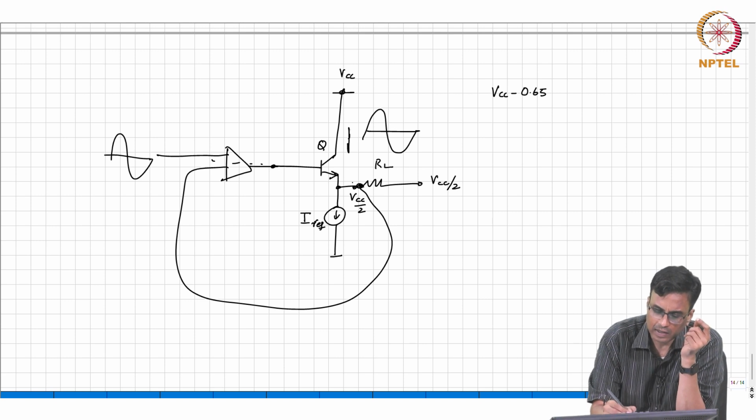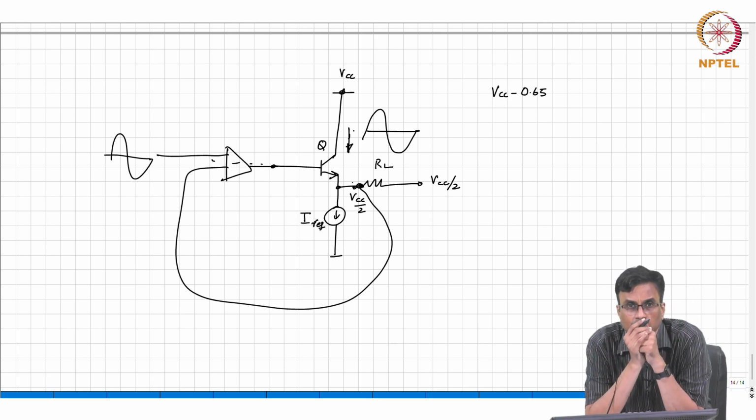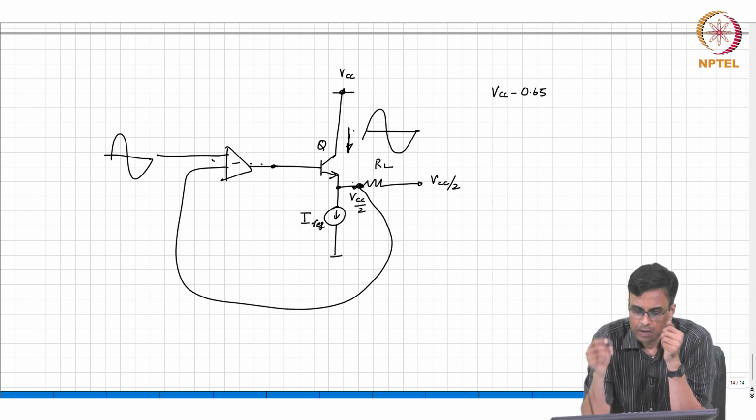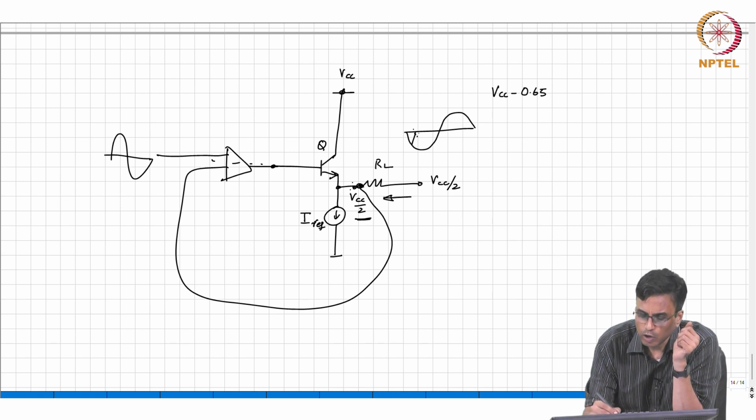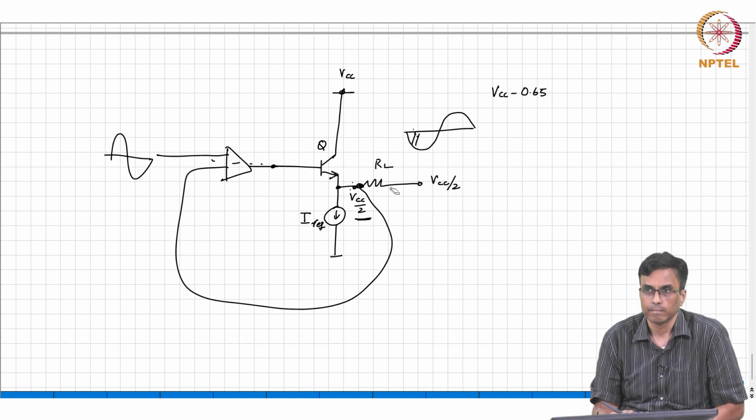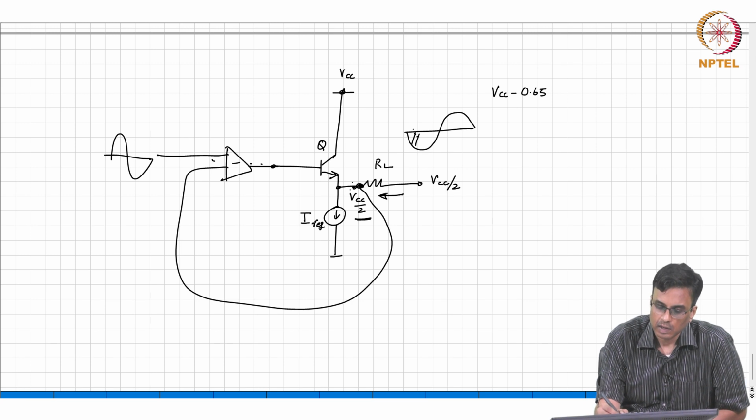What comment can you make about the current in the transistor? Under quiescent circumstances this is VCC by 2. So, this current, when in the negative half of the input cycle, where this output voltage is going below VCC by 2, right. What comment can you make about the current in the load? Is it flowing in or flowing out? It is flowing like that.